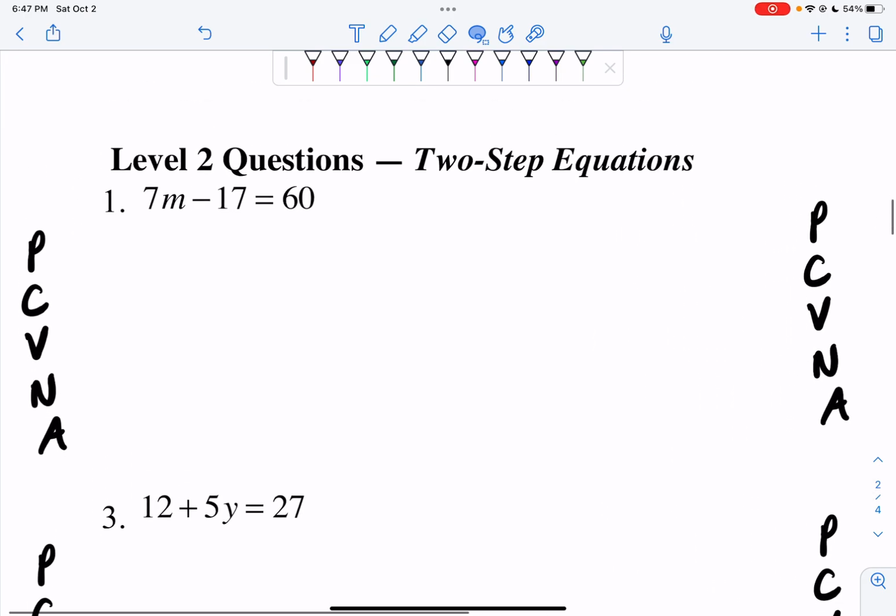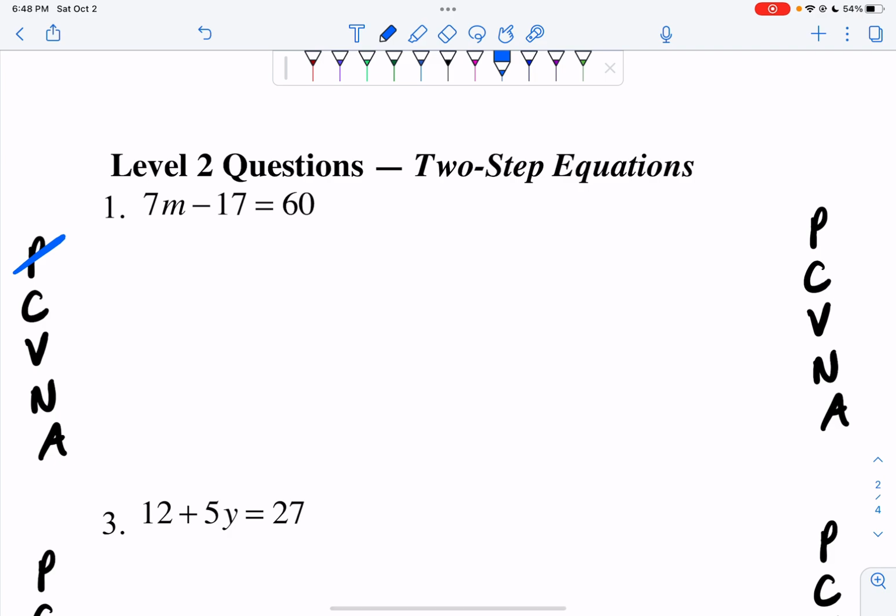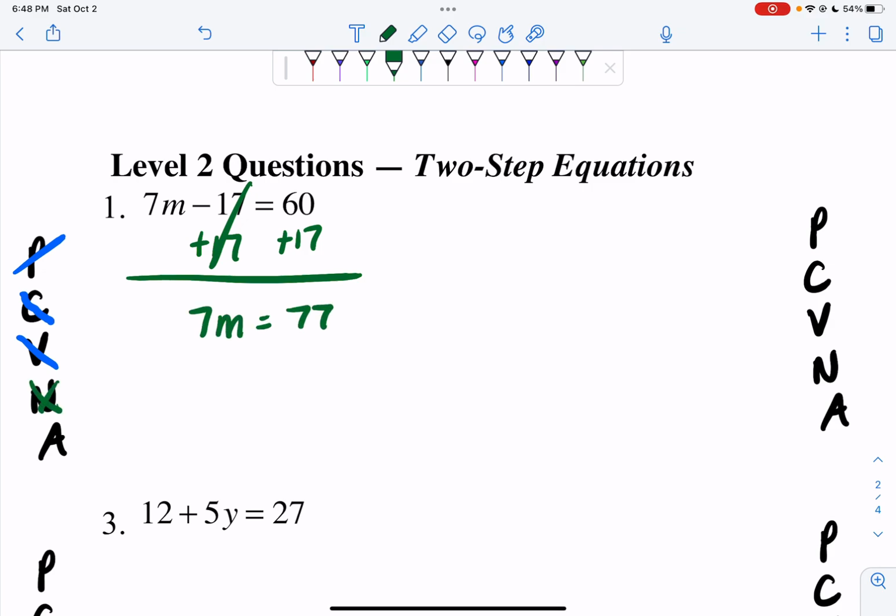I need to ask myself if I have parentheses. I don't. I need to ask myself if I can combine 7m and minus 17. I can't. Nothing to combine with 60. All my variables are on the left-hand side of my equation, but my numbers aren't. I have a minus 17 I need to get rid of. So I'm going to add 17 to both sides of my equation, and I get 7m equals 77. And then my final step is to get rid of that 7 by dividing. So I'm going to divide both sides of my equation by 7, and I get m is equal to 11.